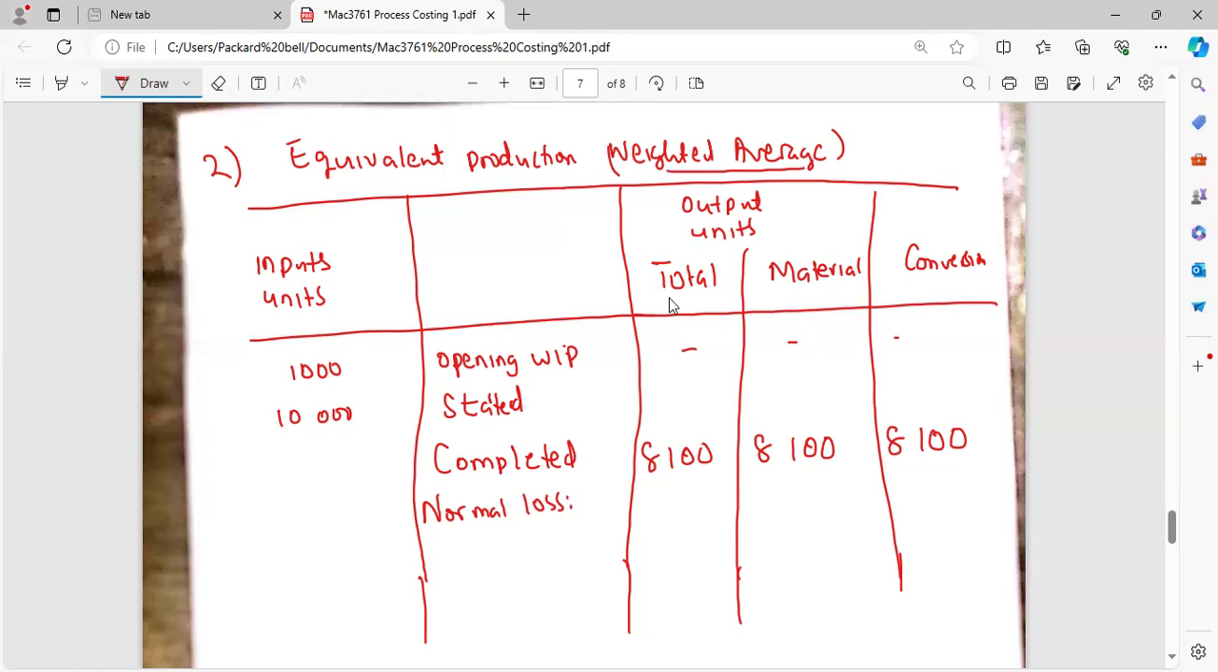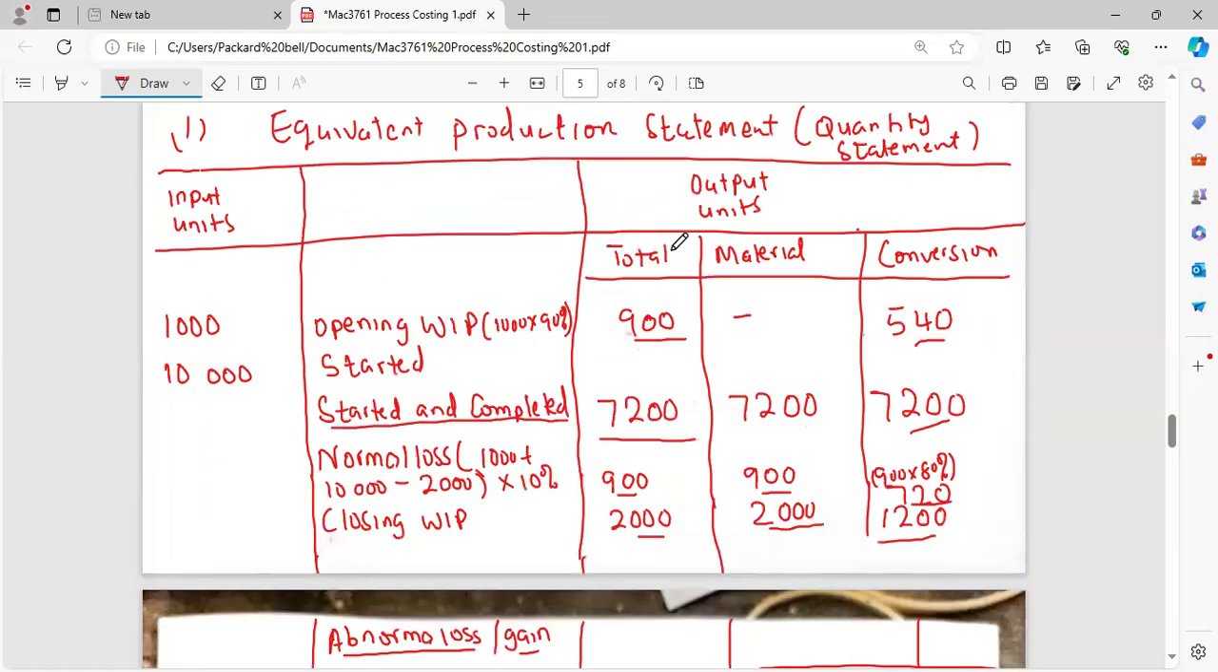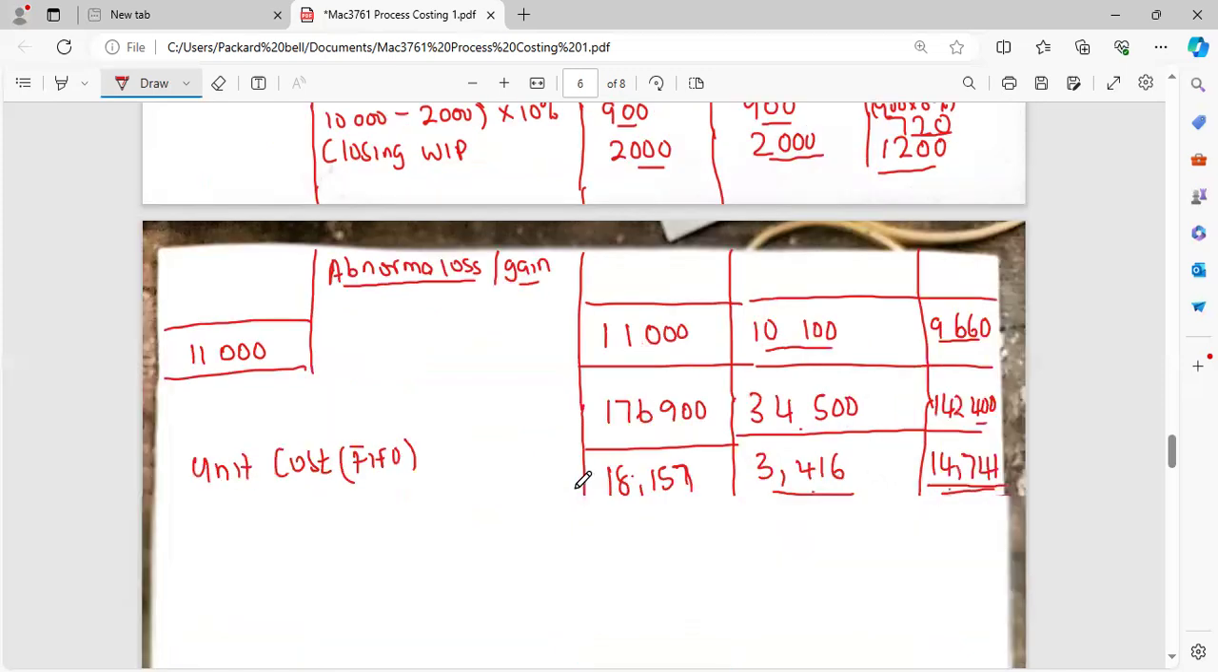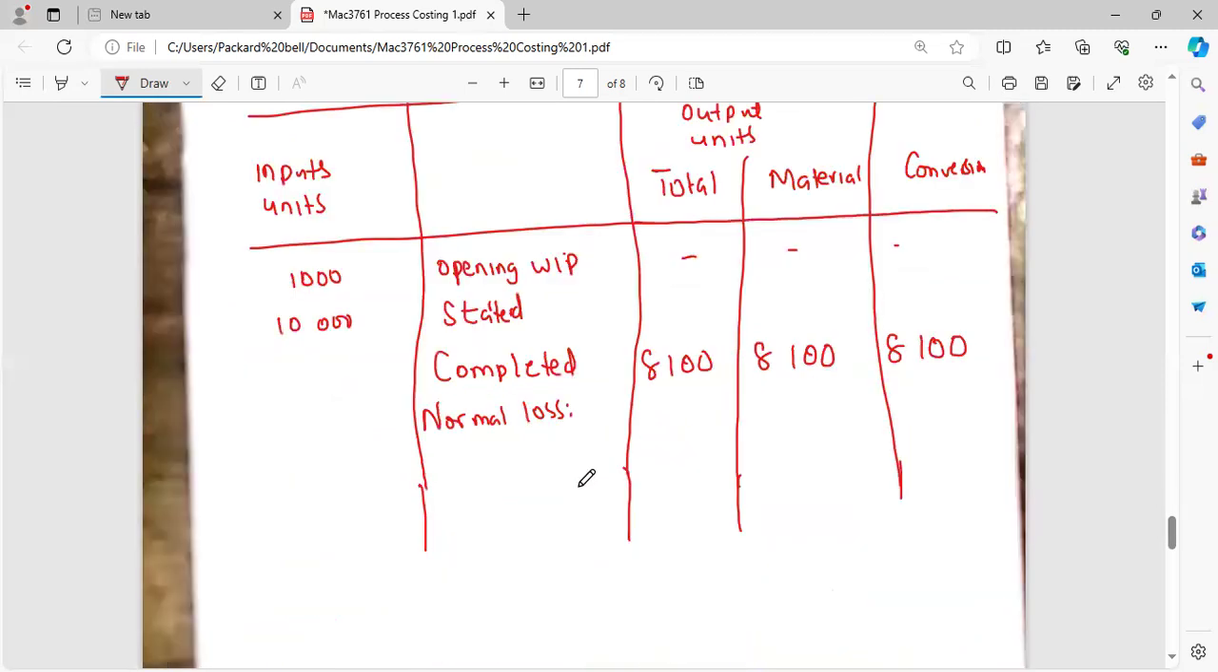Okay, so that's basically, when you are doing a question, always look at whether I'm using weighted average or FIFO. If you are using weighted average, always know that completed units will be combined, opening and the current ones. But when you are using first in, first out, you could see here that we had to separate them. We separated them: started and completed, and opening, they were separated. So that's basically what you should look at when you are answering a question: which valuation method am I supposed to use?